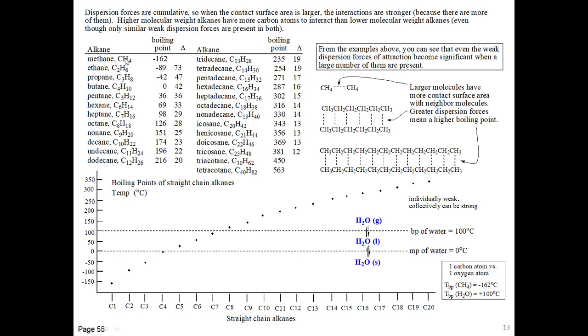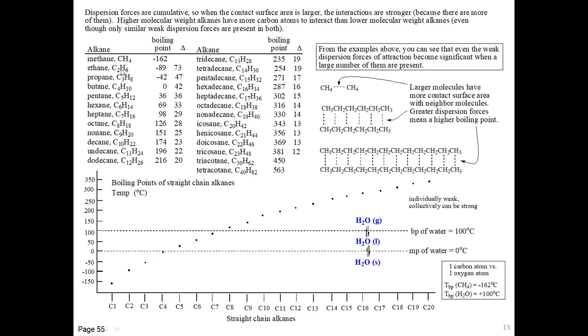So there can't be much dispersion forces, and we said that there is no polarity between a C and an H. This is a completely nonpolar molecule. Why would it even stick to a neighbor with no polarity? Well, the answer is there are momentary fluctuations of the electrons that make it a little partial positive, a little partial negative, but it's only one carbon. Okay, so that's very weak. You can see the boiling point is minus 162.